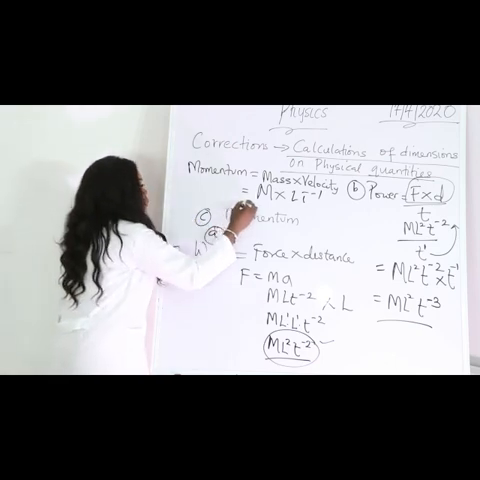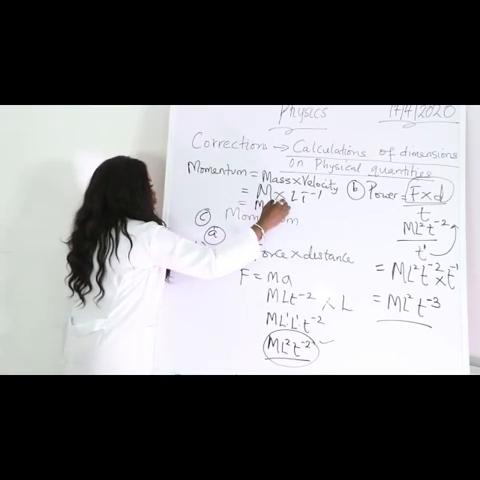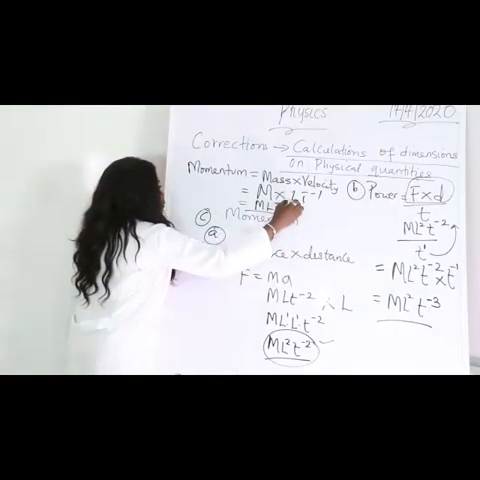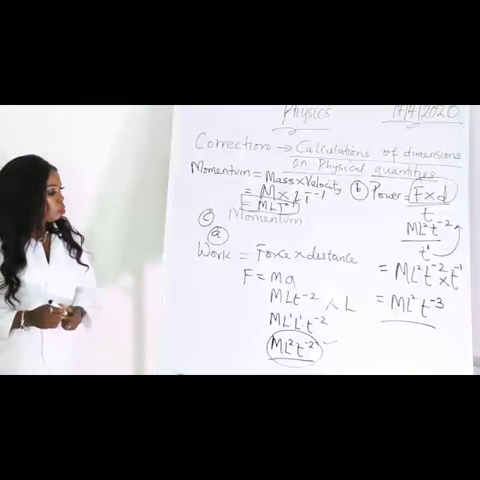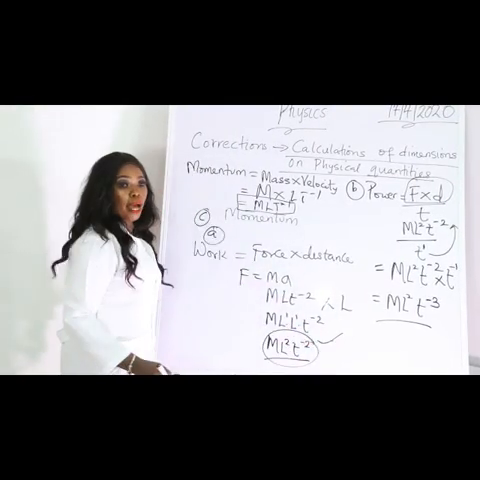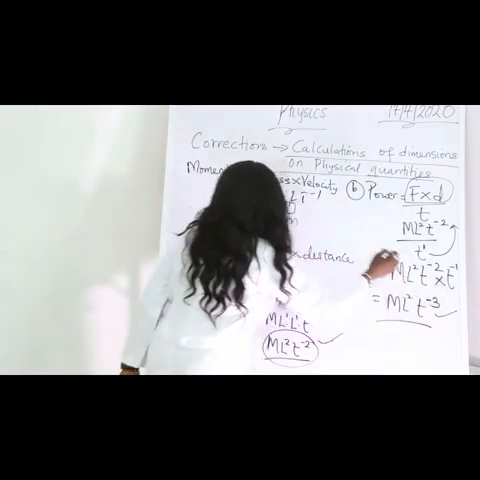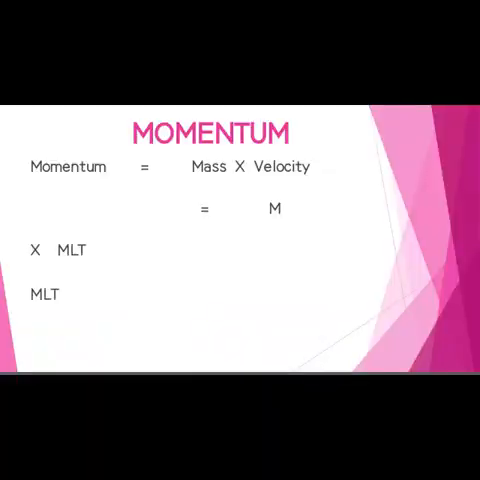So what do we have? We have M L T minus 1. That's our final answer. So for work, we had this. For power, we had this. And for momentum, we had this. Kudos to as many that got it right.